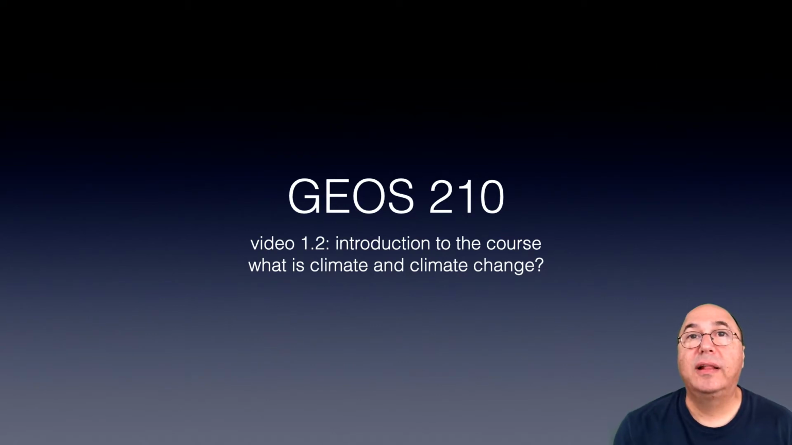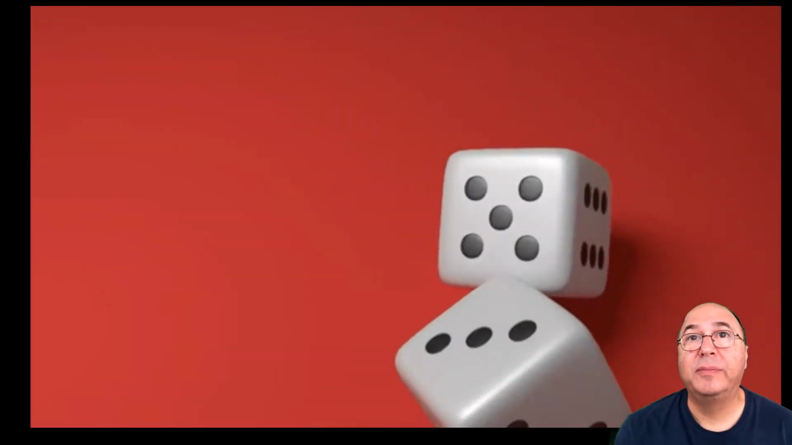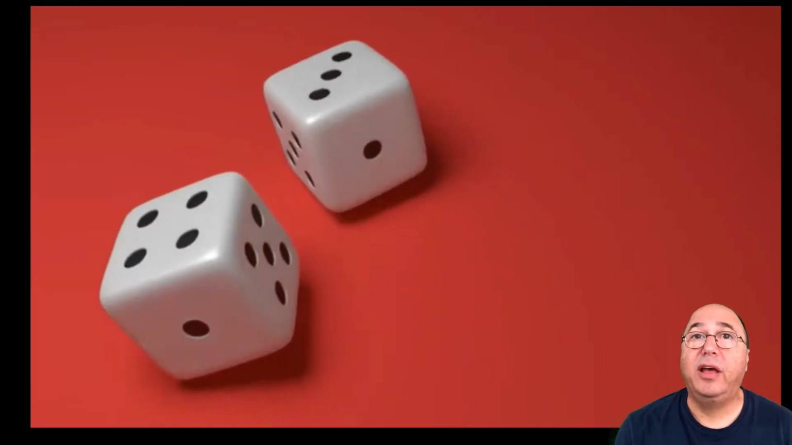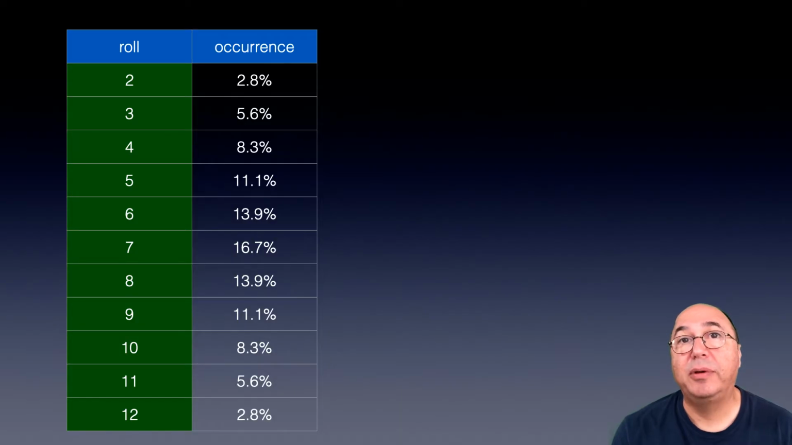Howdy, students. Let's talk about dice, or as I like to refer to them, the devil's bones. If you roll 2 dice many times, you can figure out the frequency within which each number comes up. You'll find that you roll a 2 about 3% of the time, a 3 about 6% of the time, and a 7 about 17% of the time, and so on.